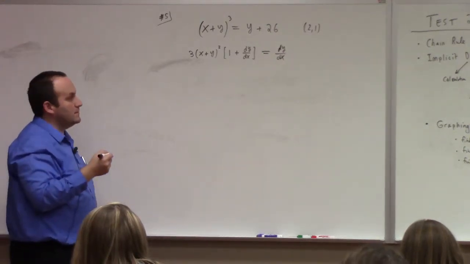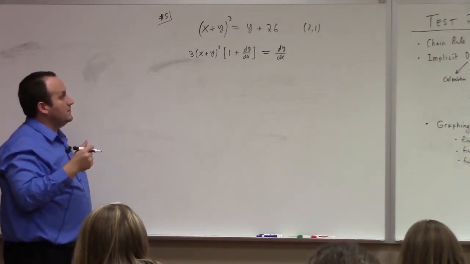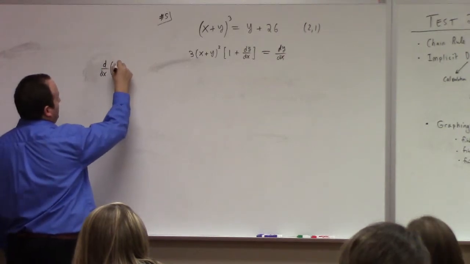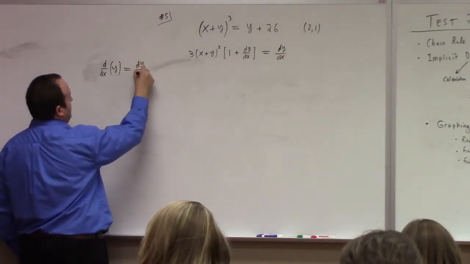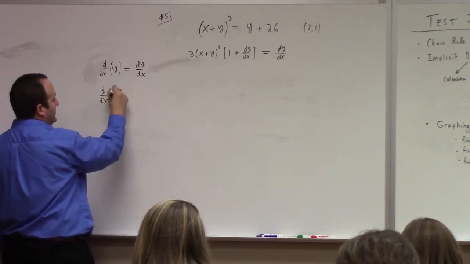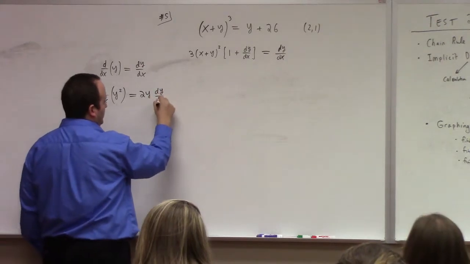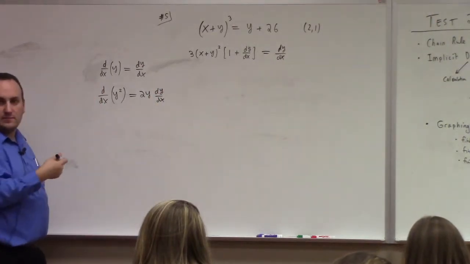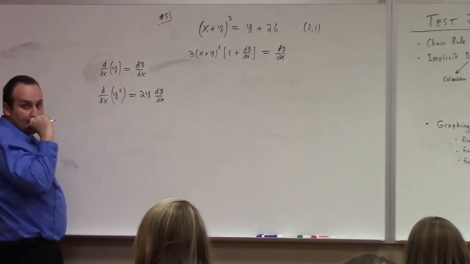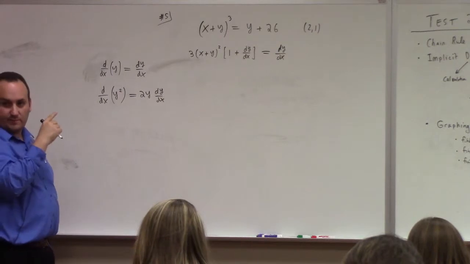Why would it be dy dx? Oh, because you're multiplying now, yeah. So d/dx of y is just dy dx. If I had d/dx of, say, y squared, then I would have 2y dy dx. But the difference is it's y squared. It's not just y.